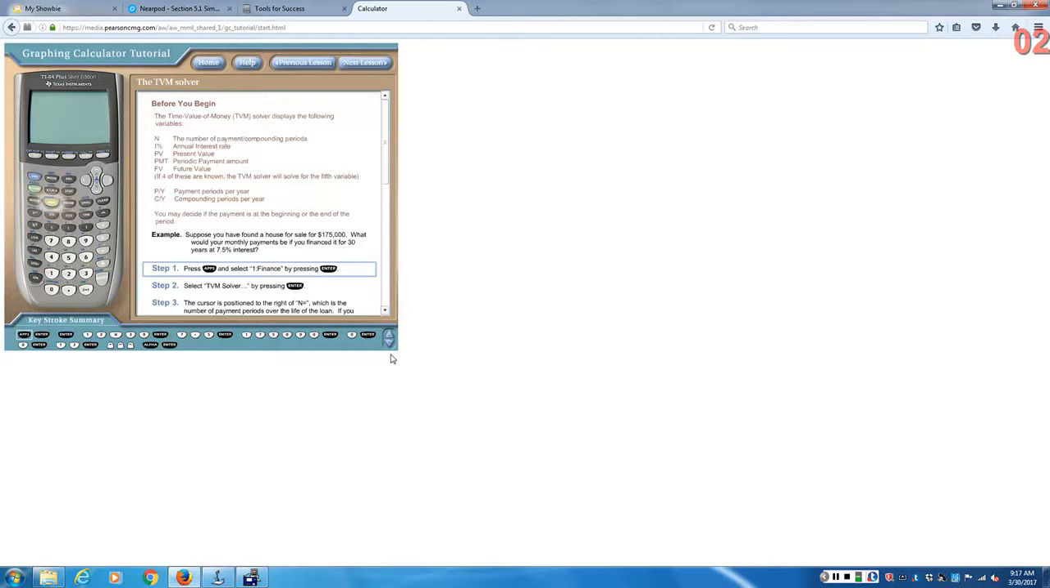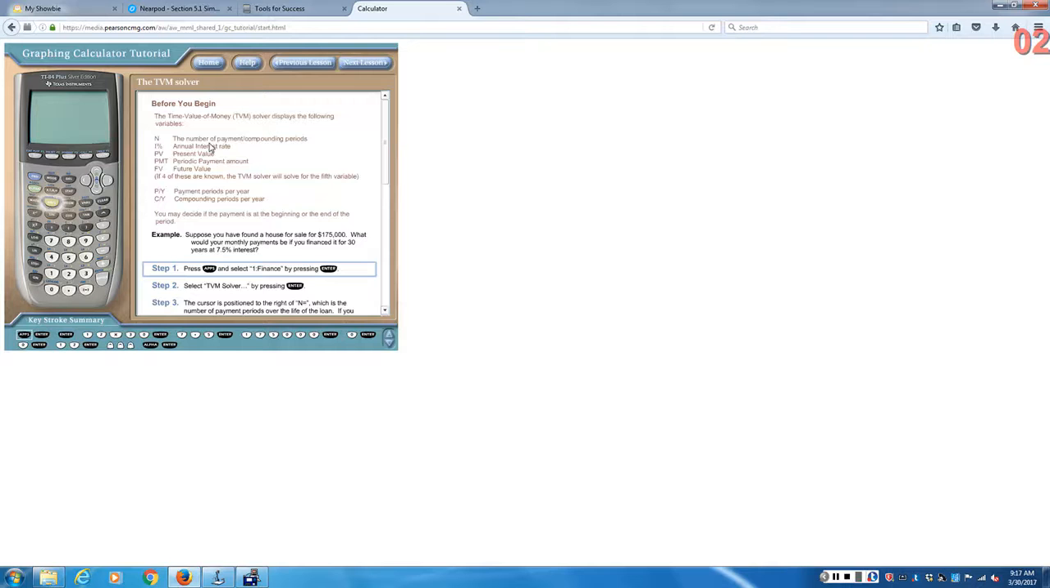Okay, the time value money, that's what TVM stands for, is time, value, and money solver. And what you want to remember, and I would suggest actually that you print out this particular page, so that you know what all the various variables are going to stand for. So in this problem, N is for the number of payments or compounding periods.